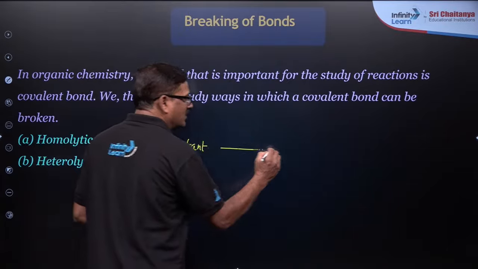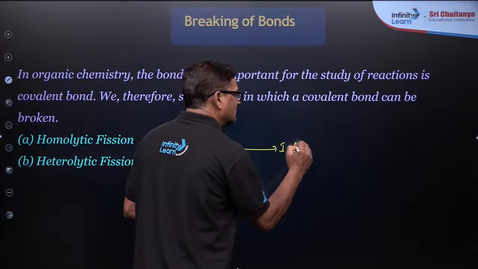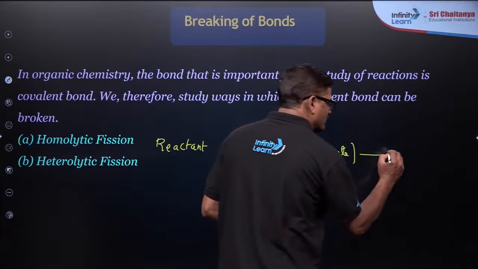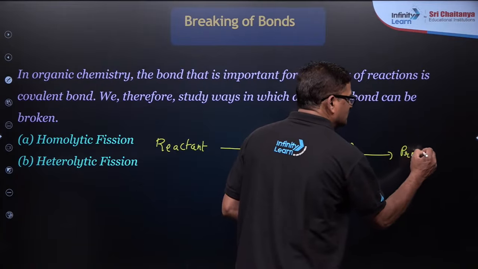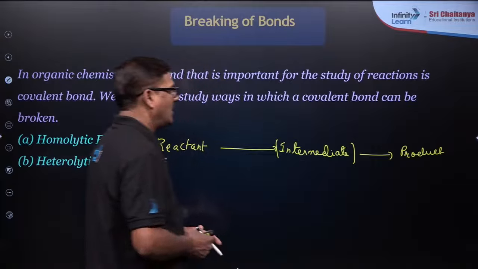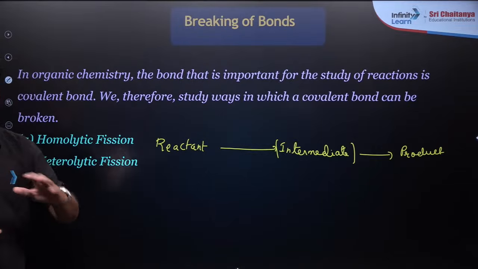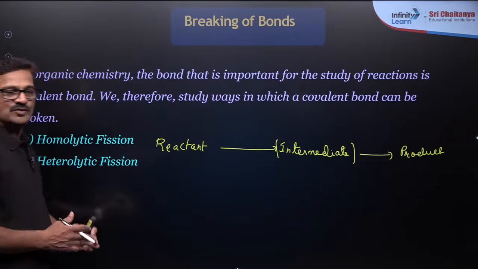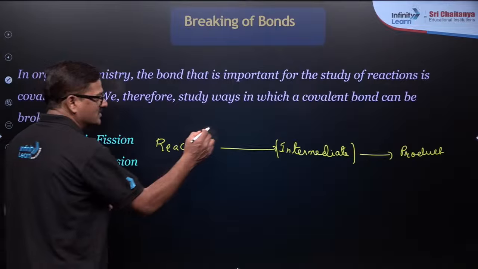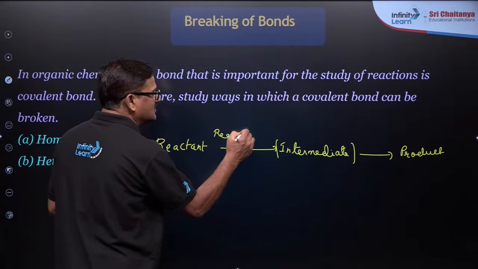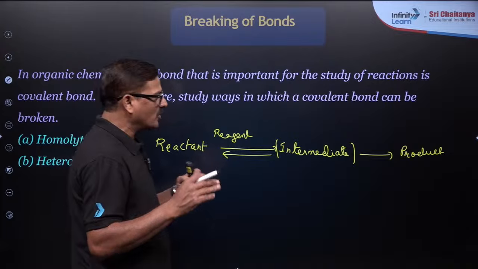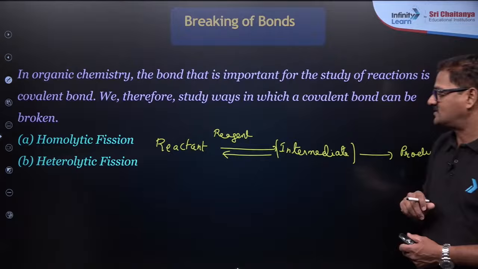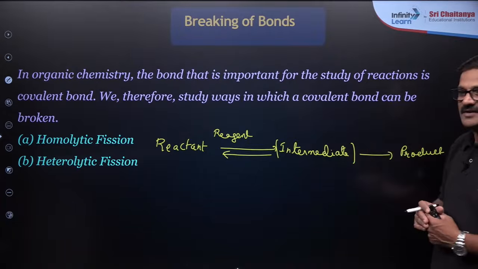is converted into an intermediate, and this intermediate has to be converted into the product, and the old bonds in the reactant have to be broken and the new bonds in the product have to be formed. And who is going to break the bonds in the reactant? By using a reagent. So there is a situation where old bonds are broken and new bonds form, and that is called an intermediate. And this is the overall reaction mechanism.